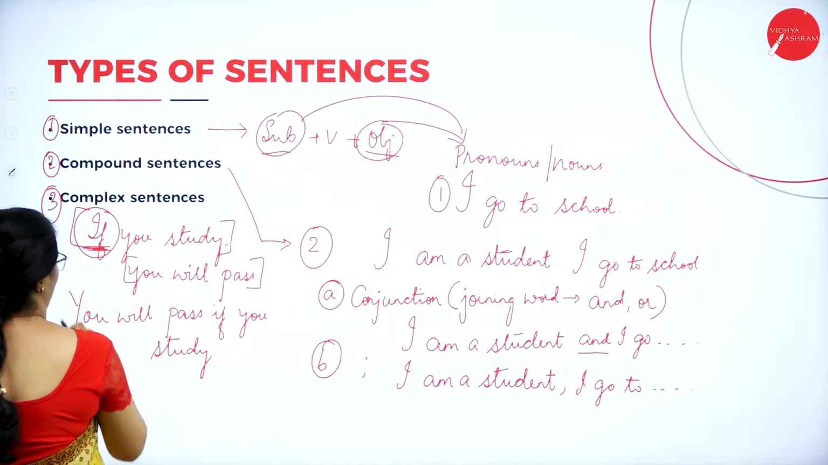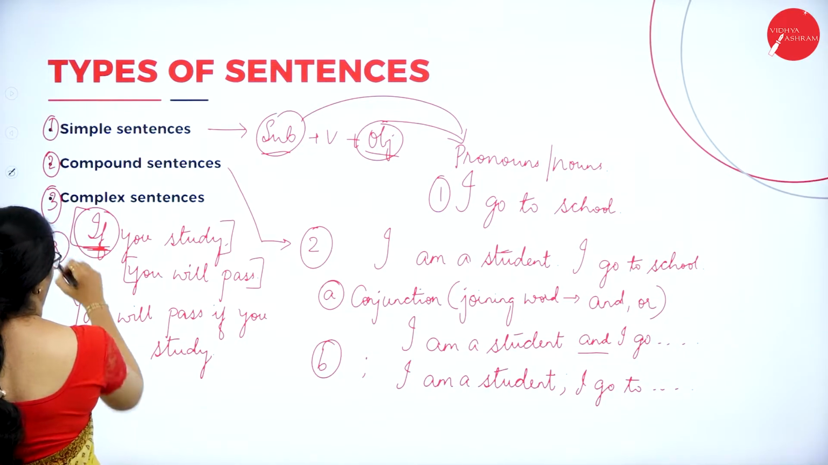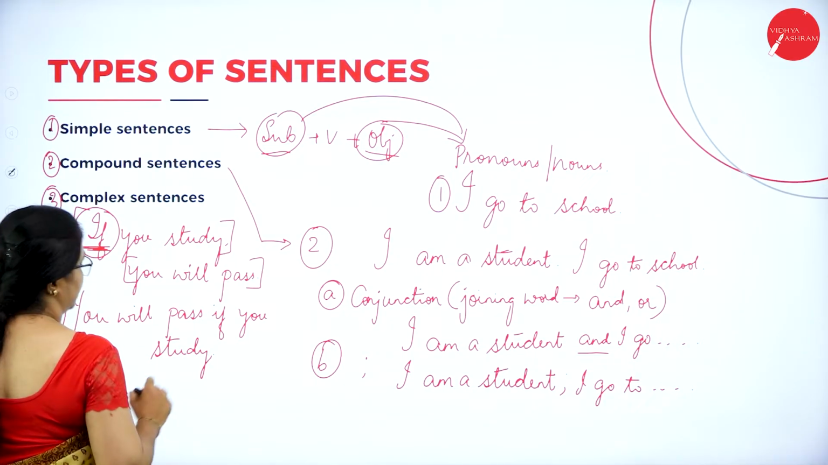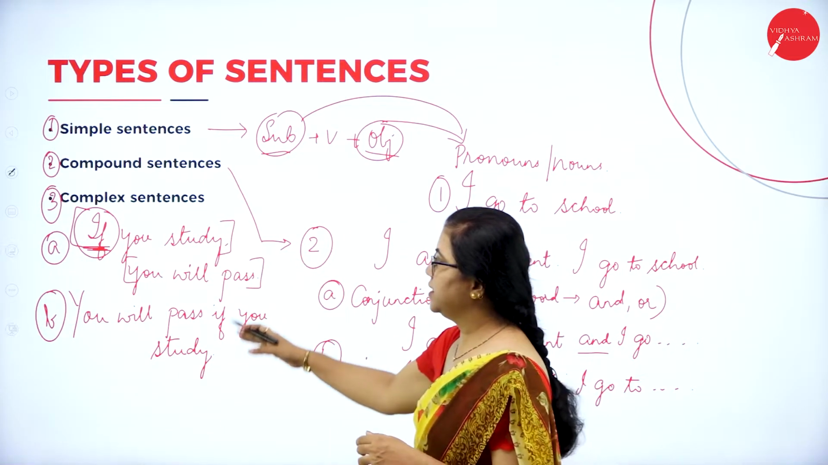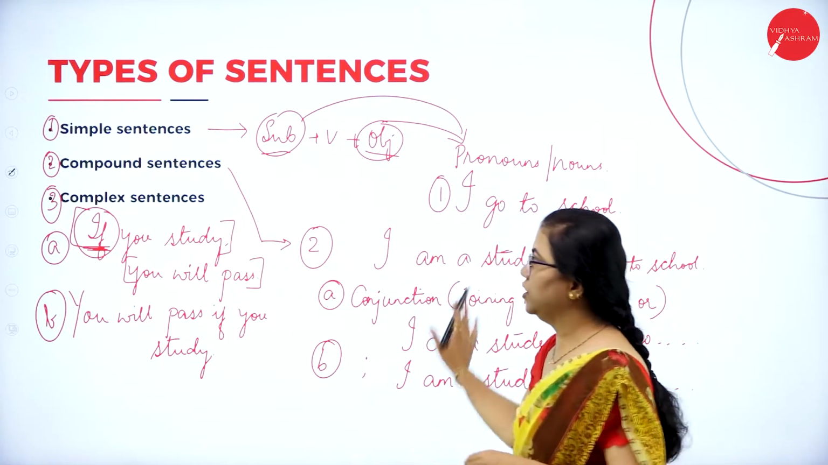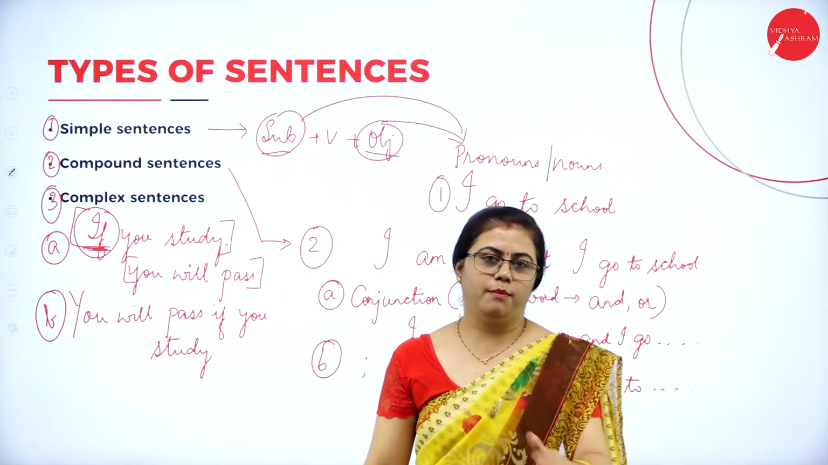Okay, so this way also you can put it. This is one example of a complex sentence. This is another example of a complex sentence. Fine, so this is a complex sentence. So we have seen all the three examples: simple, compound and complex.